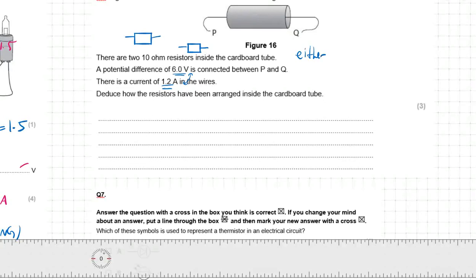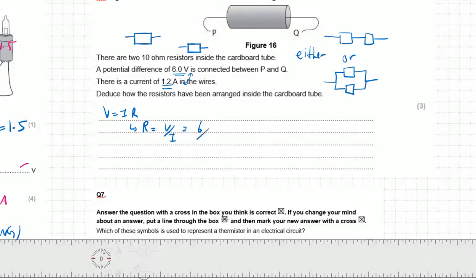Either they're connected in series, back to back, or they're connected in parallel. Okay, there we go. Now let's take a look. Now I have the voltage, I have the current. V is equal to IR. Voltage, current. So I can work out the resistance. Resistance is equal to V over I. So 6 divided by 1.2, and this will give me 5 ohms.